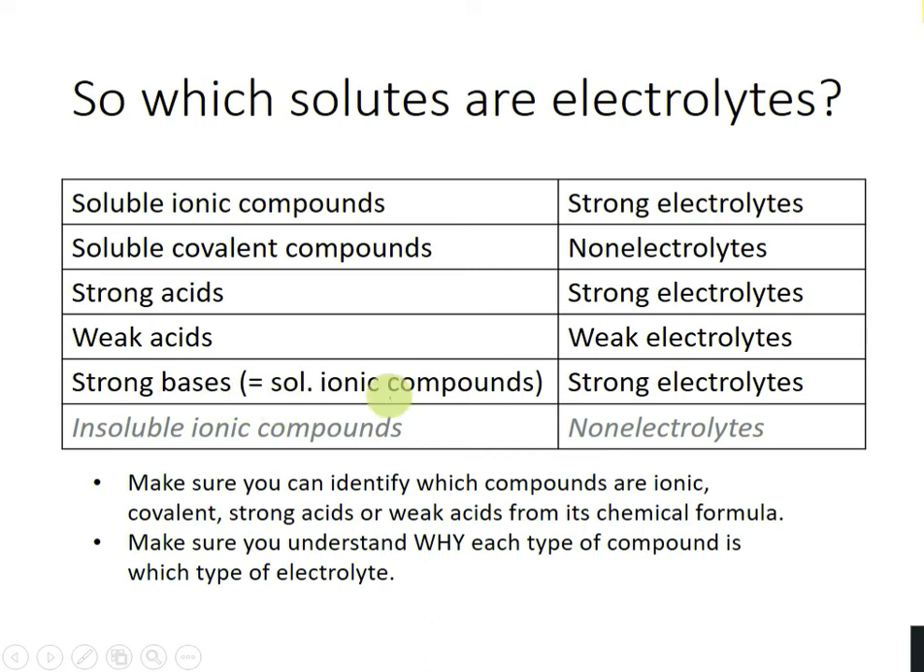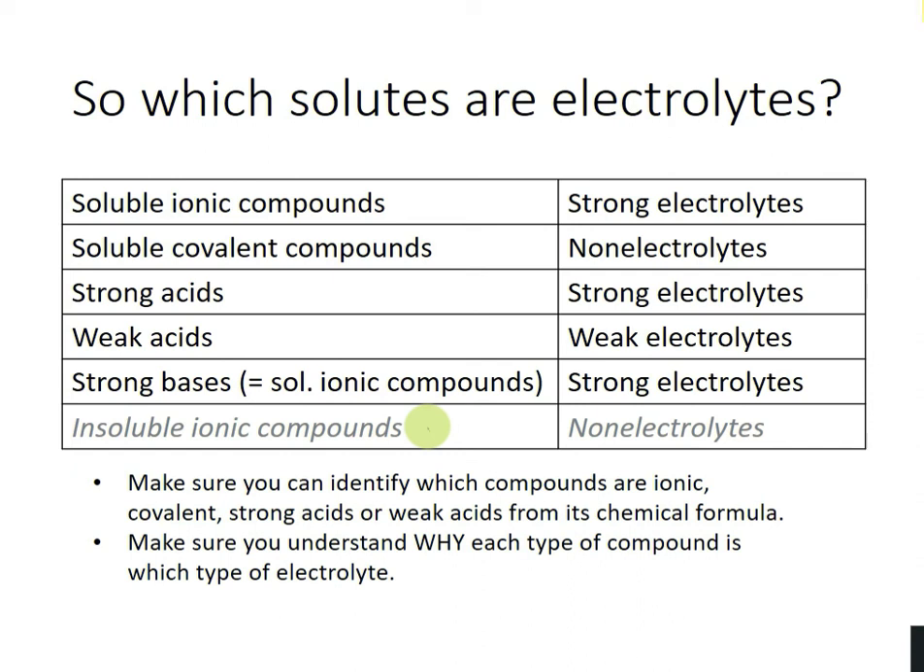Strong bases, which are really soluble ionic compounds, are also strong electrolytes. But don't forget that if it's an insoluble ionic compound, it can't dissociate. It dissociates when it dissolves. So if it doesn't dissolve, it can't dissociate. If it can't dissociate, there's no ions. So insoluble ionic compounds are non-electrolytes. They don't really make a solution either. If they're insoluble, it's really going to be some salts on the bottom of a container of water. They don't make a solution. But if you were to measure their conductivity, you're going to get a very, very low reading, a non-electrolyte reading.